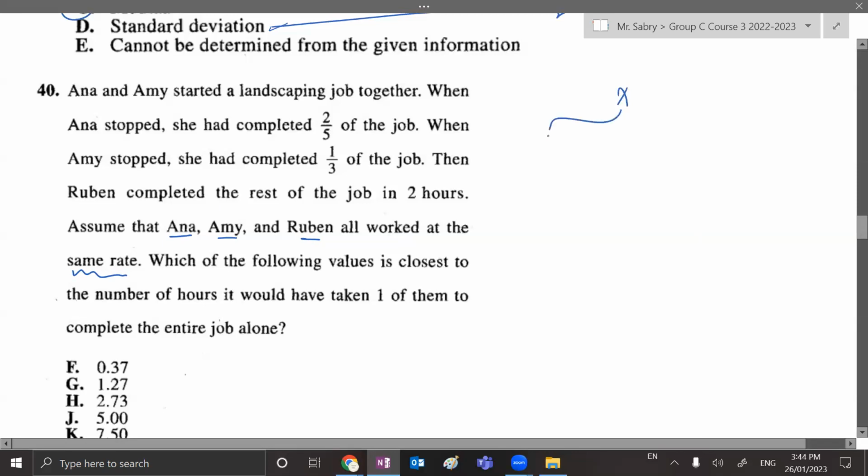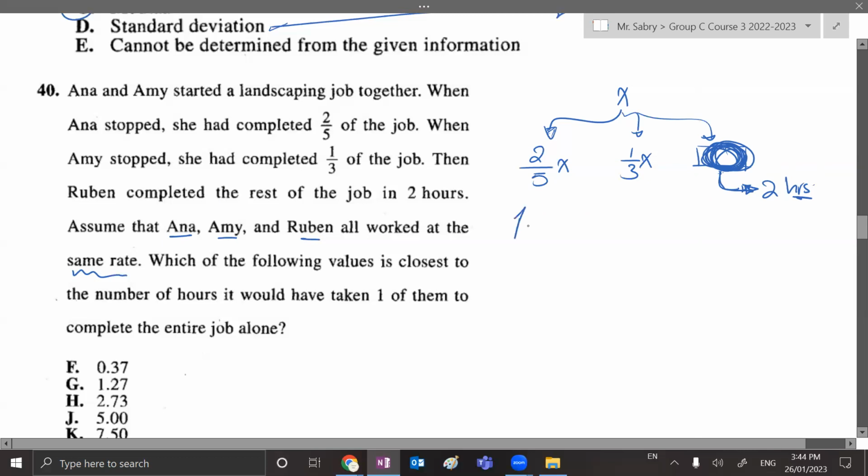When one of them stopped, she finished 2/5 of the job. When the other one stopped, she had finished 1/3 of the job. Then when Ruben stepped in, he finished the rest in 2 hours. So if I know how much of the job this is, I know the rate, because I know this has been finished in 2 hours.